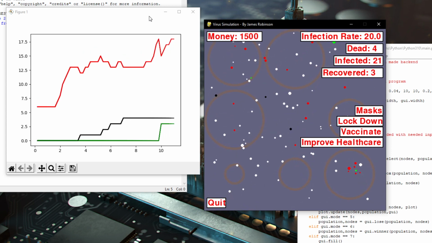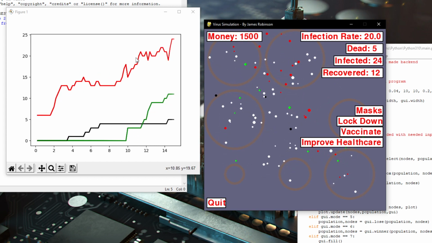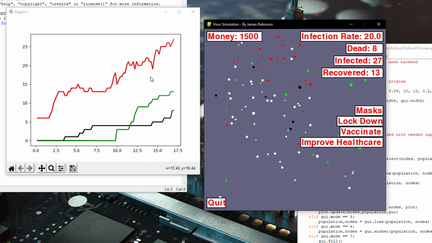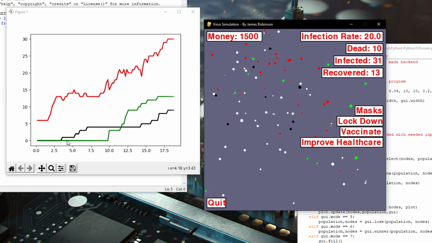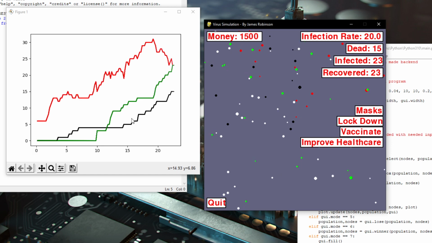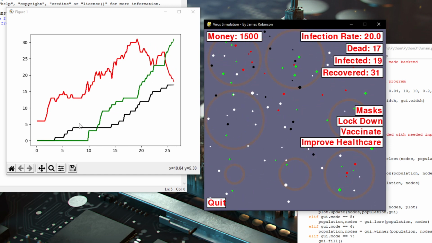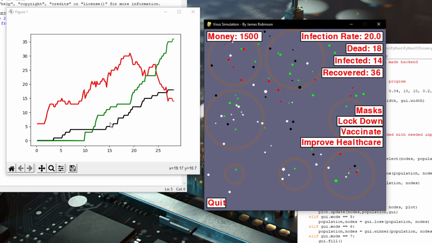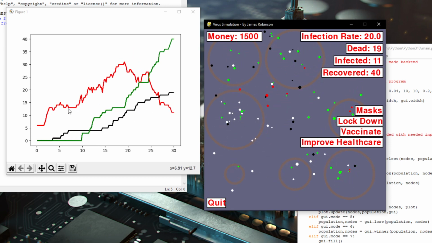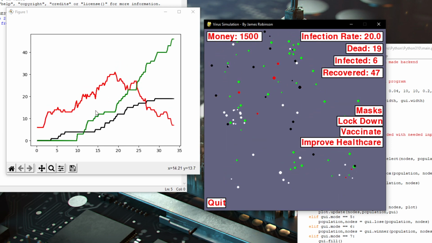Now on the left, you can see our graphing software. This red line is the people who are infected, and it updates by default 5 times a second. Green are the people who have recovered, so they've gotten the virus and now they've recovered and they can't get the virus again. Black is deaths. You can see the rate of the black one increases about the same rate as the red one, but about 5 days delayed, which is similar to how it works in real life.